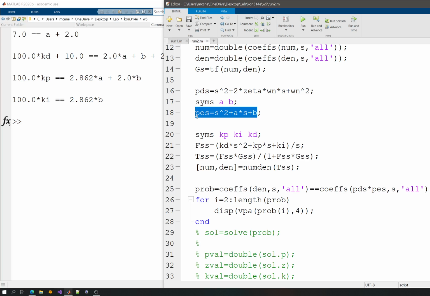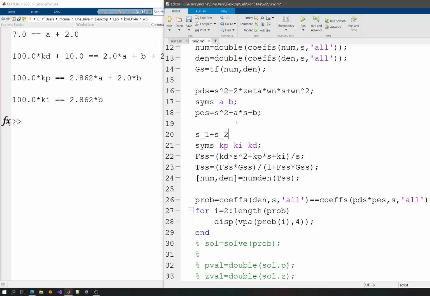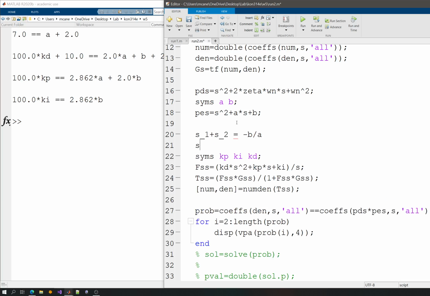Well, since it's a second-order transfer function, I can say that the sum of the roots here is calculated with minus b divided by a, and the multiplication of the roots can be divided by b, I guess. I'm sorry, this should be minus a. Since it's not a s squared plus b s plus c, it is s squared plus a s plus b, and a, b are conflicting here, but that's it.